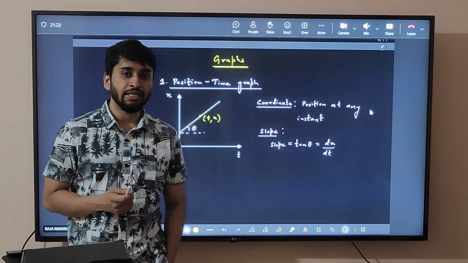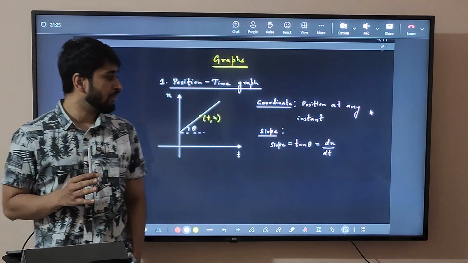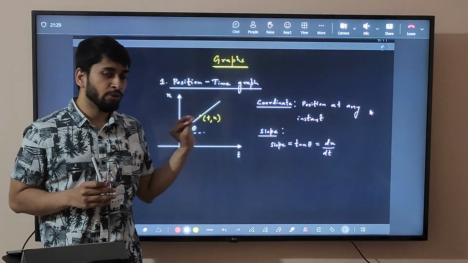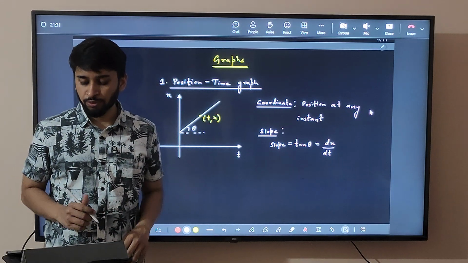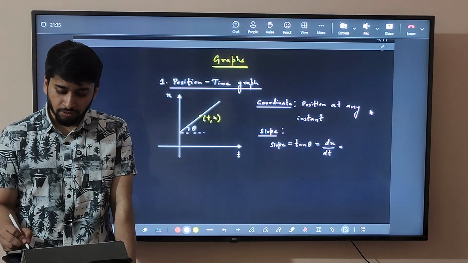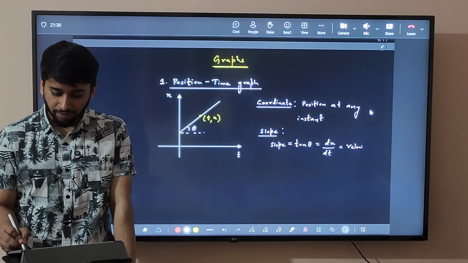Now what is dx by dt? Dx by dt is nothing but velocity, yes or no? So the slope of this particular graph is going to give you velocity. That is what we need to know. So slope becomes velocity. Fine.